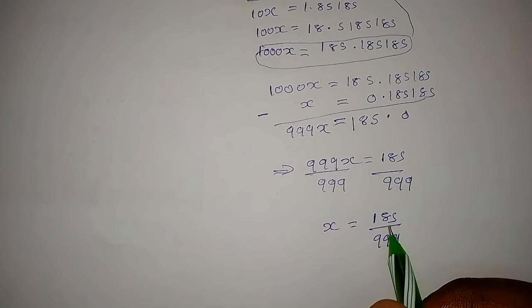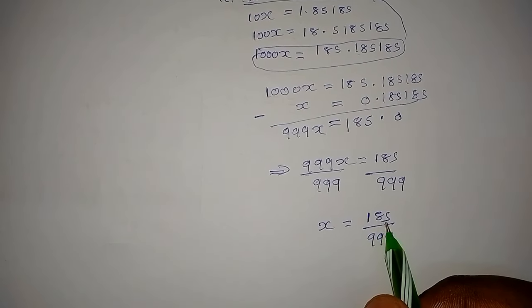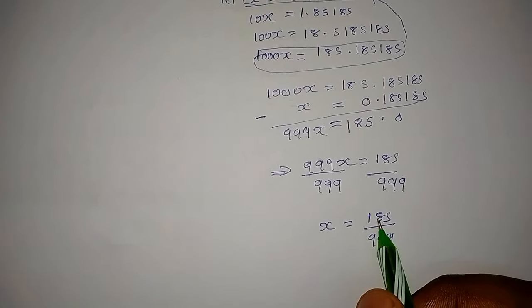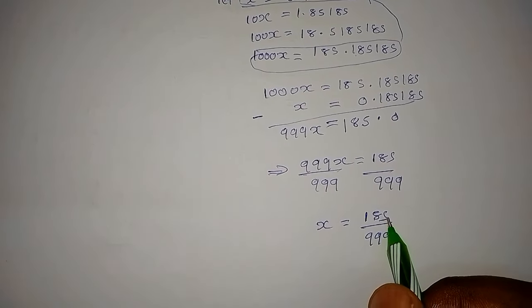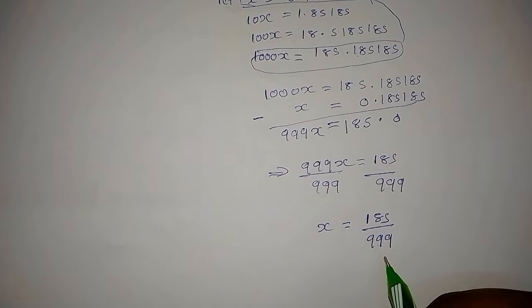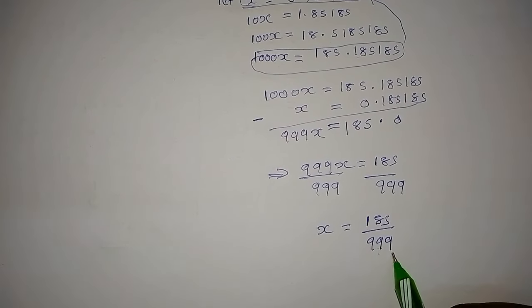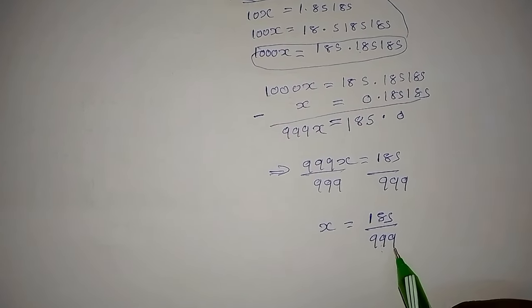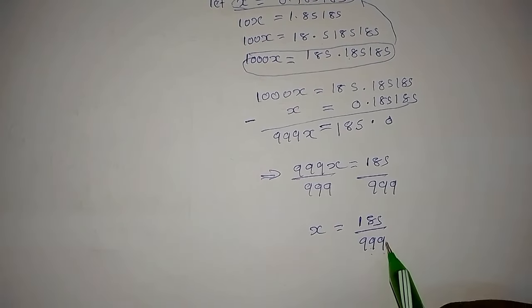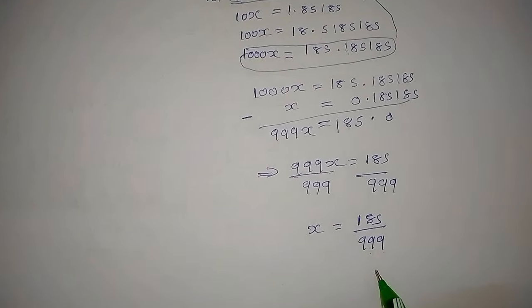Now the next step is to see whether we can simplify this fraction. Let's see. Can 3 go into 185? 3 goes into 18 how many times? That is 6. Into 5, it doesn't. 3 goes into 999, that is 333, making 333. Now, 3 does not go into 185, so we cannot simplify this fraction by 3.